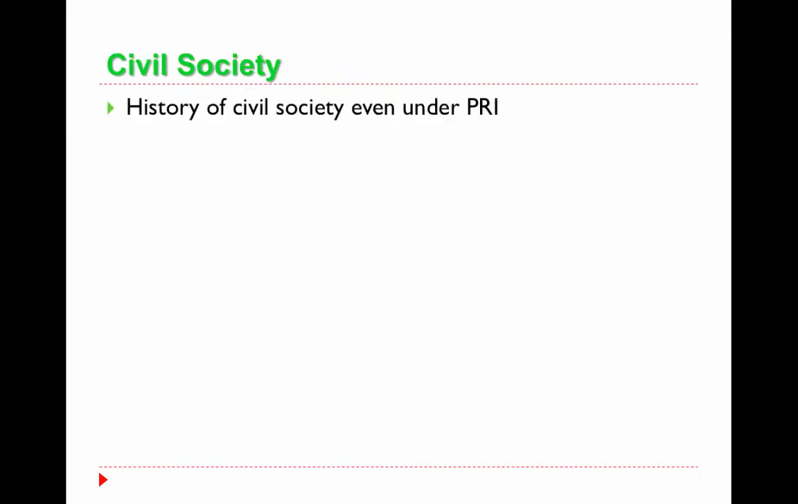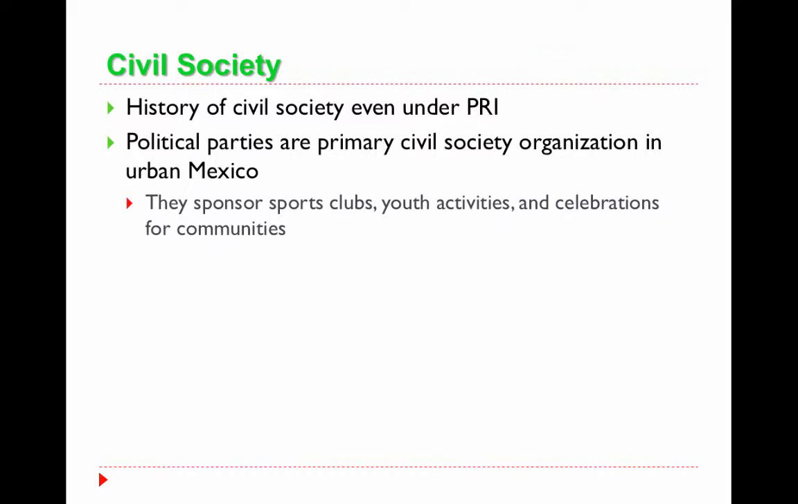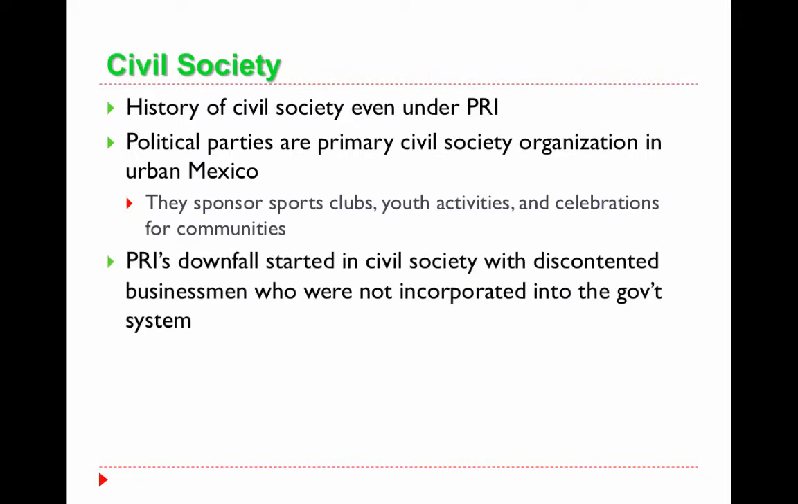Civil society. So even under the pre-party, civil society has existed and has been allowed to exist. Political parties are sort of the primary civil society organization, the primary voluntary organization that exists in urban Mexico, especially today now that we have competitive elections. And the parties go beyond doing what our parties do here. The fundamental goal is still to get people elected, but the parties really work toward recruiting young members and being active in their communities by sponsoring sports clubs, sponsoring youth activities, and hosting celebrations for communities. So this is another way of trying to gain support within the community.